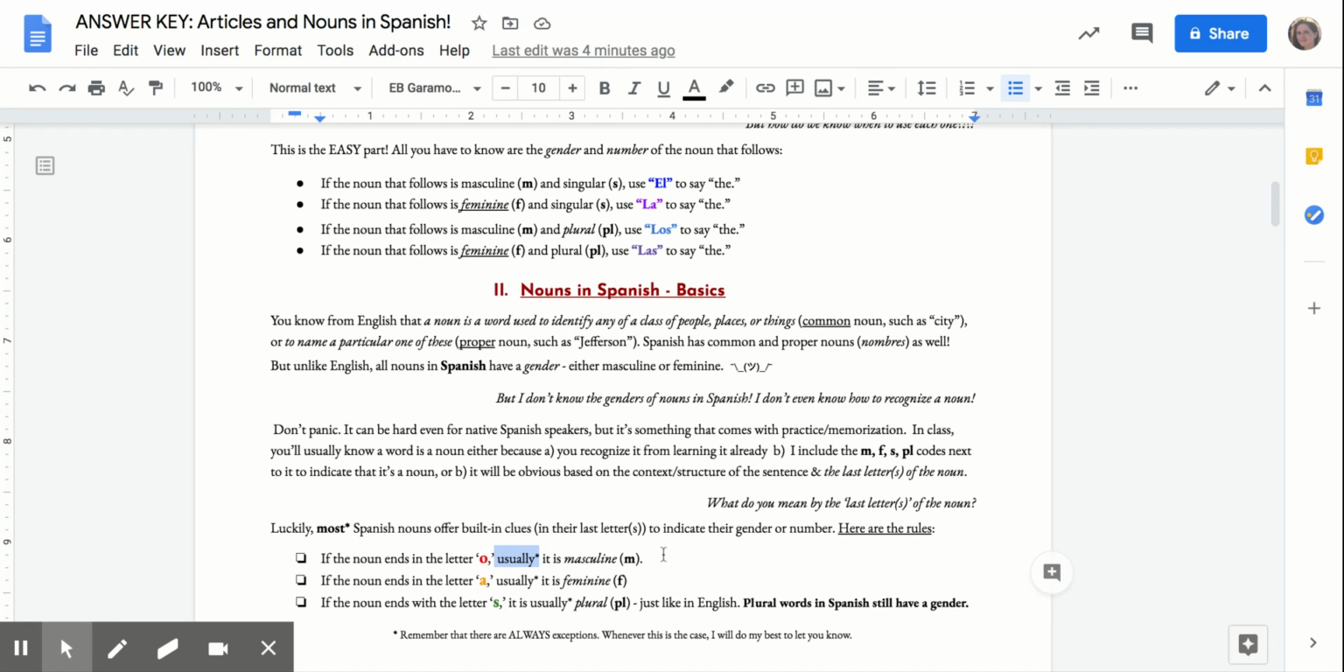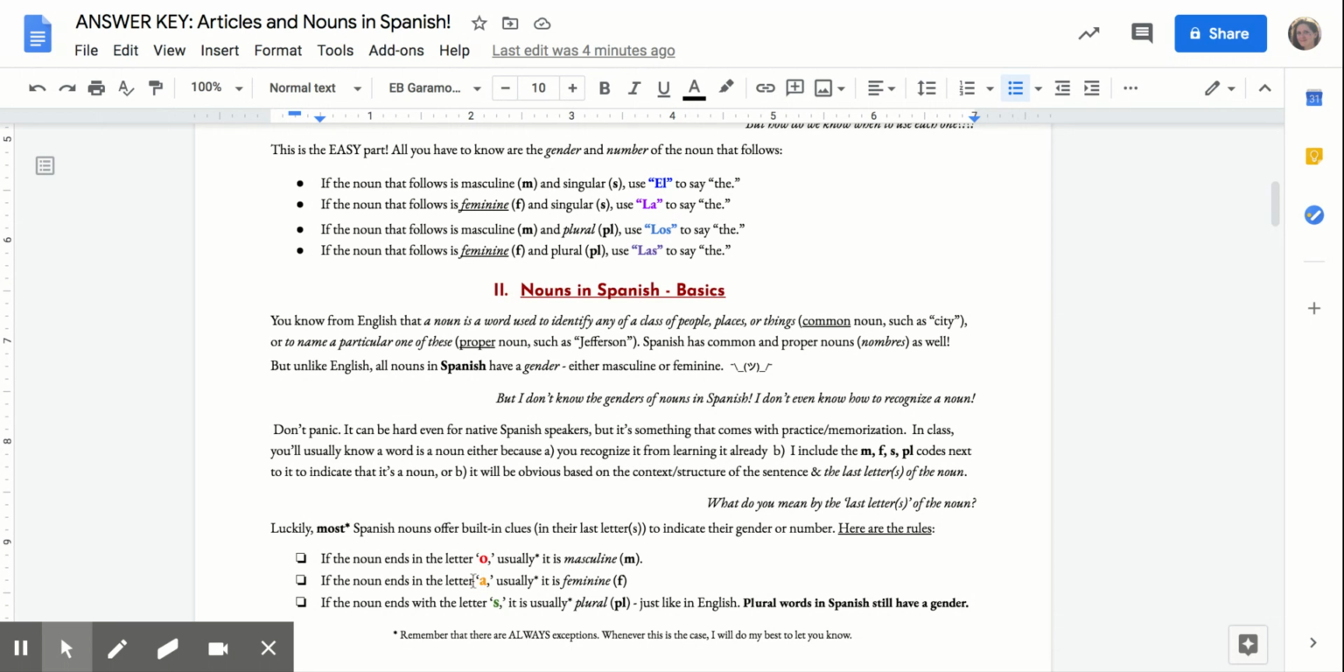I stress usually because there are many exceptions to this, but in this worksheet, you do not need to worry about those exceptions. Basically, when in doubt, if a noun ends in the letter O, you should assume that it's masculine. There will be times where maybe you have a test or quiz and the gender is not indicated and you really have no idea what the gender is, but you need to know for the test or quiz. When in doubt, if that noun ends in the letter O, 90% of the time it's going to be masculine, okay? So that's a good rule of thumb.